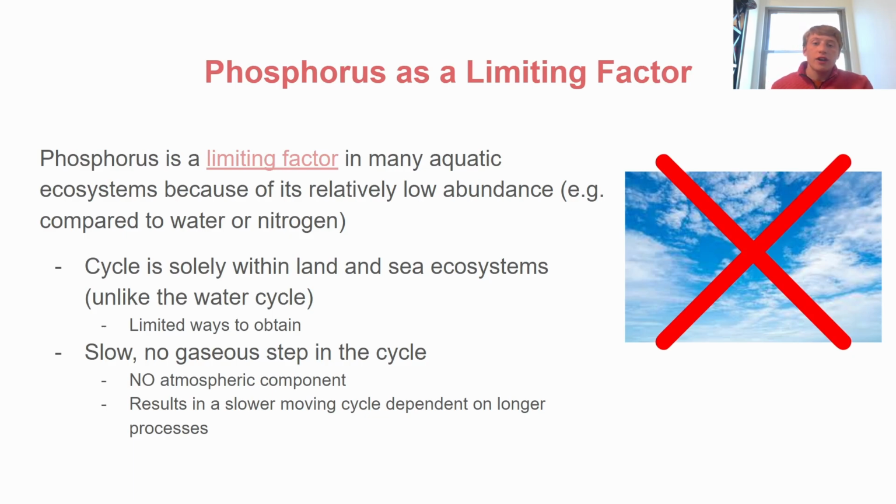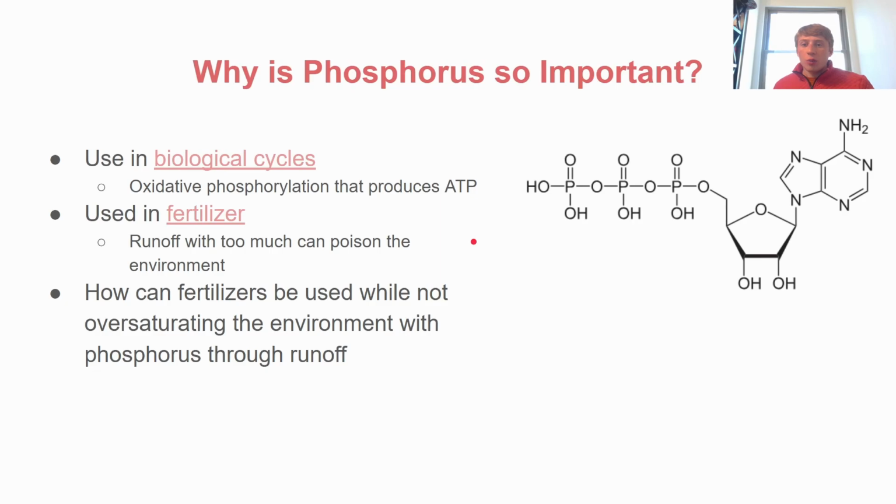In addition, there's no gaseous reservoir for phosphorus, so this means it's confined to moving through water and rocks, which makes it rather slow. But why is phosphorus actually so important? Well, it's used a lot in biological cycles.